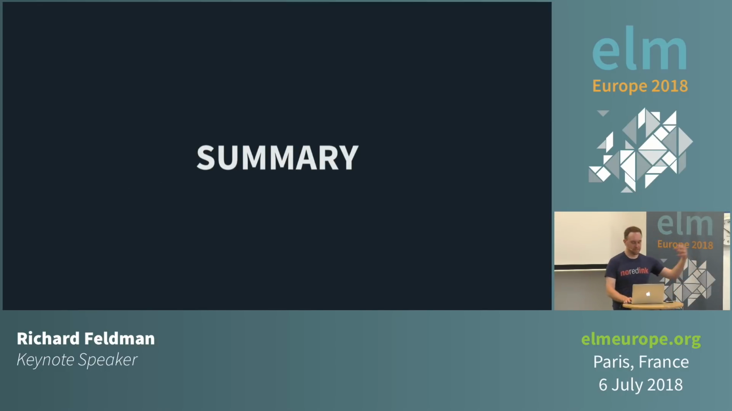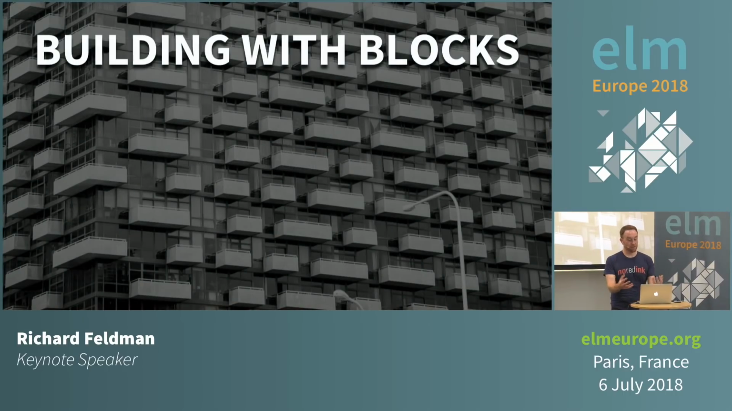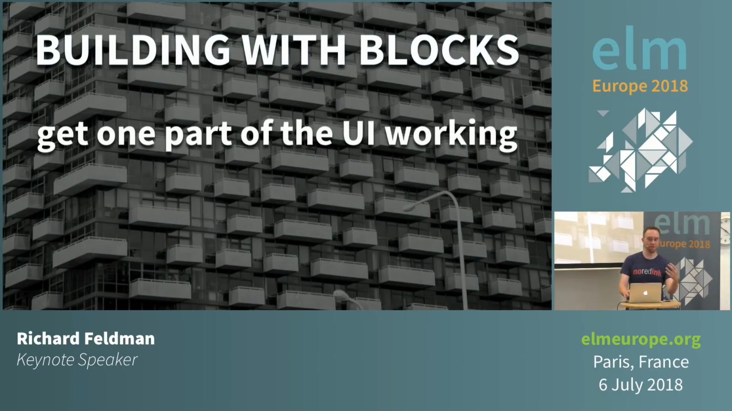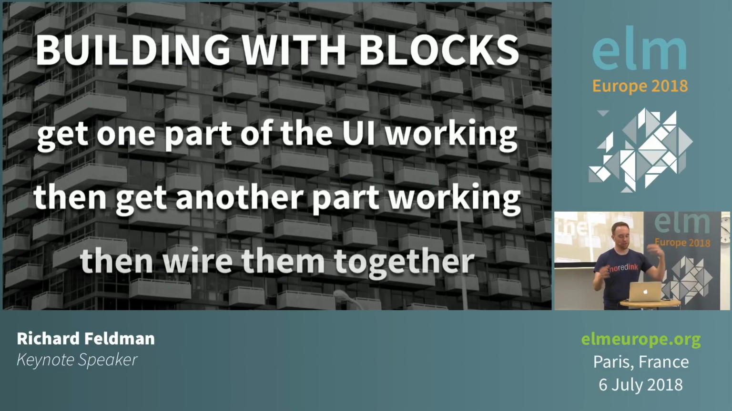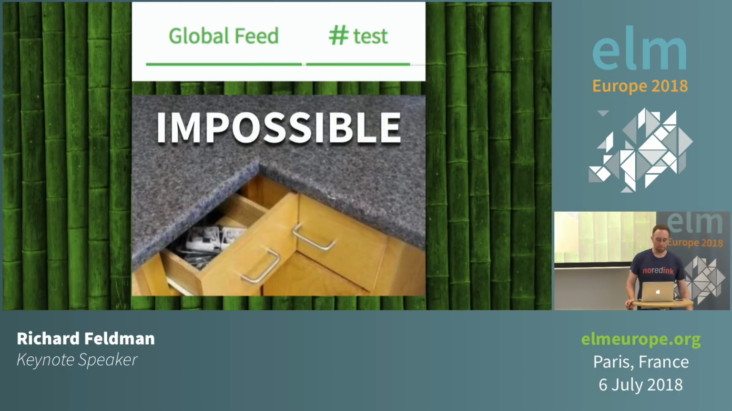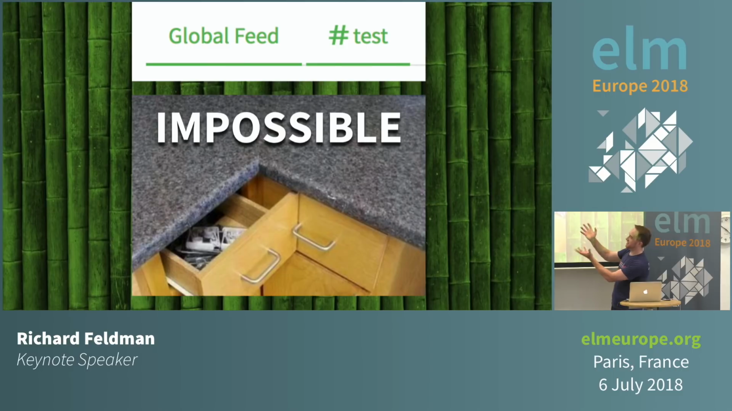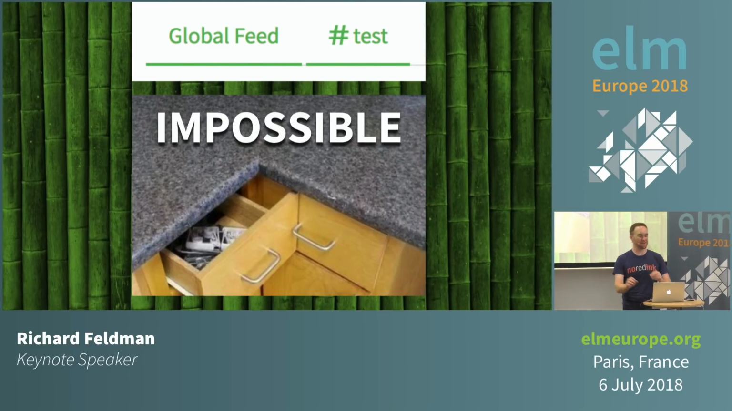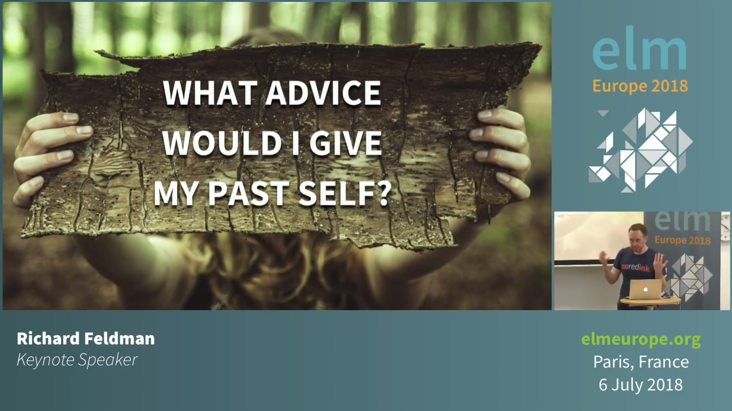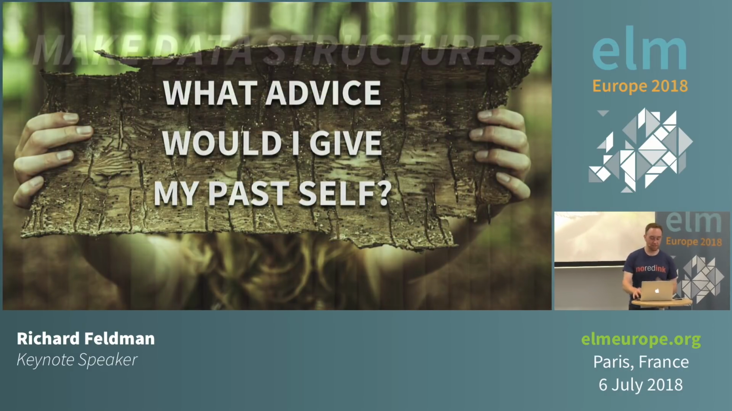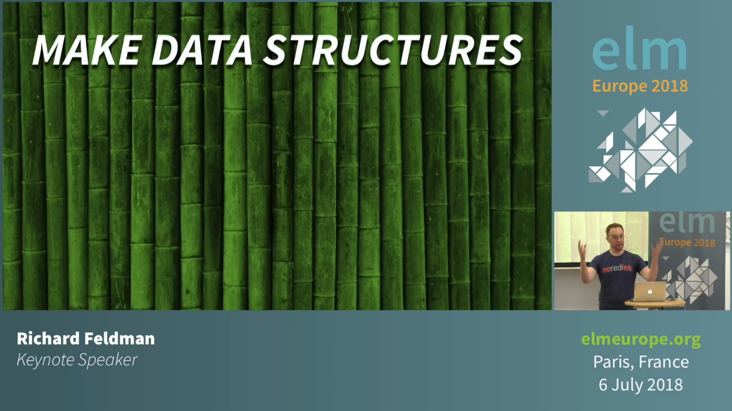Okay, so to summarize all the things we talked about. First I was building with blocks, right? Get one part of the UI working, get another part of the UI working, and then wire them together. As a result, I ended up with bugs of this nature, where things should have been impossible, but I built them in isolation, then when I glued them together, they didn't quite work as intended. So I asked this question: what advice would I give my past self? And fundamentally, it's this. Make data structures.